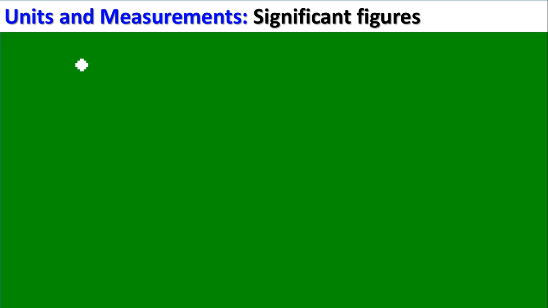Okay, so any measurement result can be classified into two categories. One is reliable digits plus uncertain digits. Reliable digits are nothing but the numbers we are sure of. These are the numbers we cannot be that much sure of.